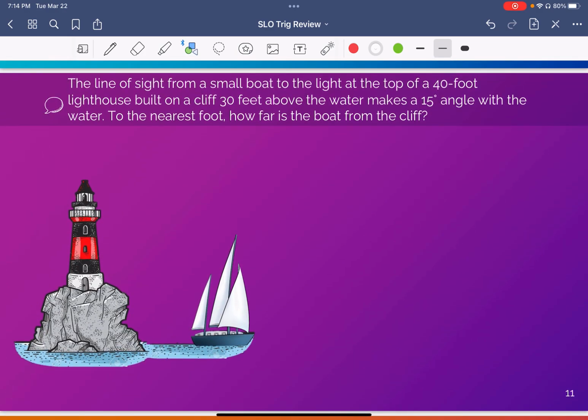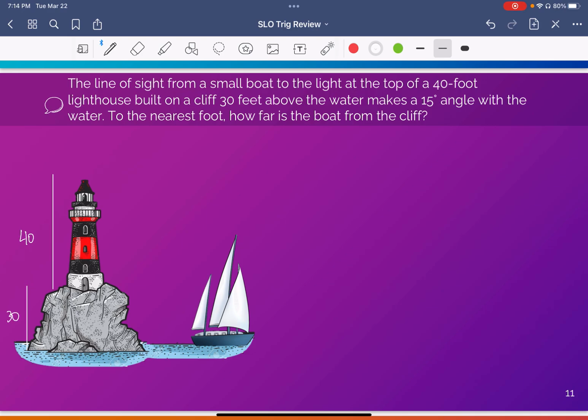The line of sight from a small boat to the light at the top of a 40-foot lighthouse built on a cliff 30 feet above the water makes a 15-degree angle with the water. To the nearest foot, how far is the boat from the cliff? Okay, so it tells me that the lighthouse is 40 feet and that it's sitting on a cliff that's 30 feet above the water. So the lighthouse is 40, the height of the cliff is 30.